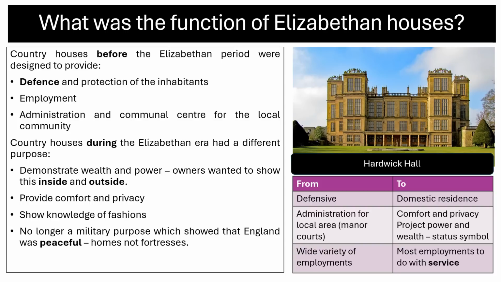Now, country houses during the Elizabethan era had a different purpose. One of the key changes is that it demonstrates the wealth and power of the owners. They wanted to show power both inside the home with things like posh furnishings, but also outside the home in terms of what the house looked like. It was about providing comfort and privacy as well. It was about showing knowledge of the latest fashions, particularly links to the idea of the Renaissance. And one of the key changes as well is they no longer had a military purpose. So it showed that England was a much more peaceful place, and these are homes, not fortresses.